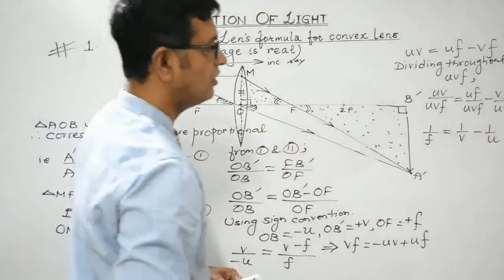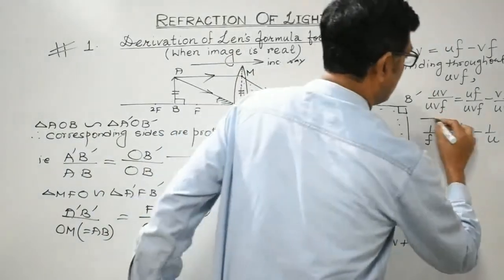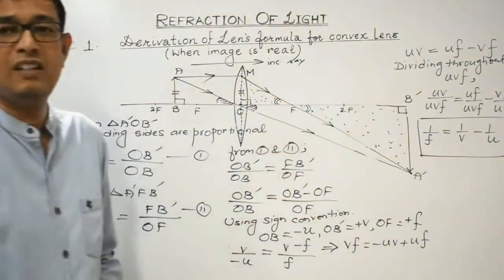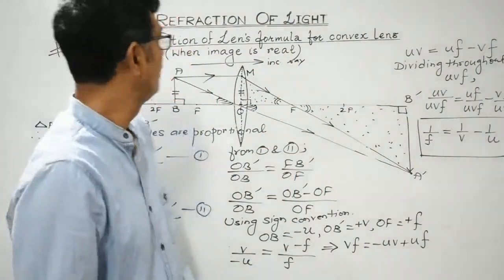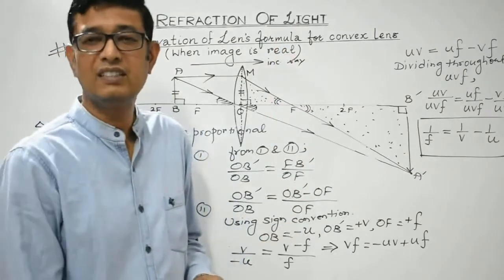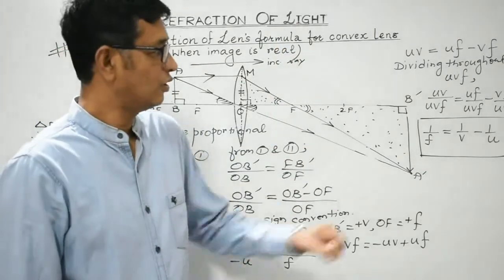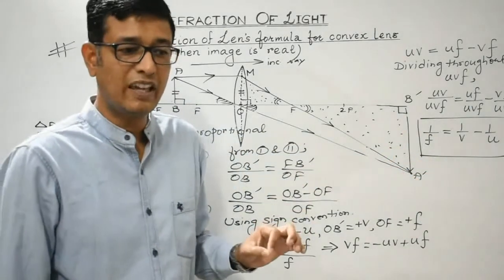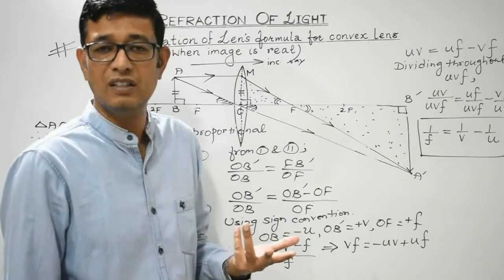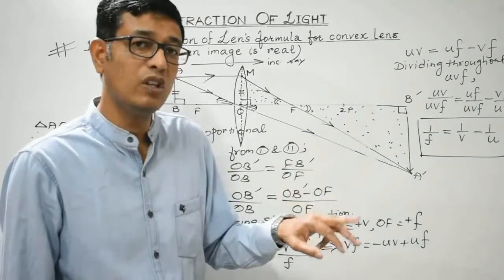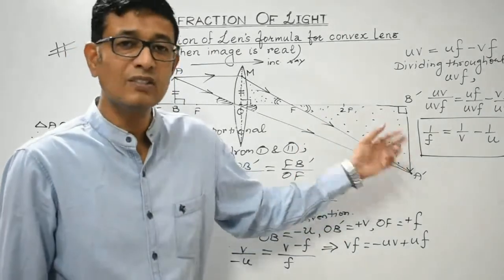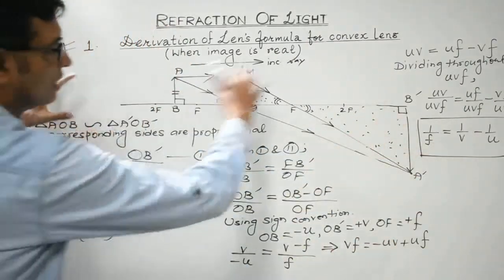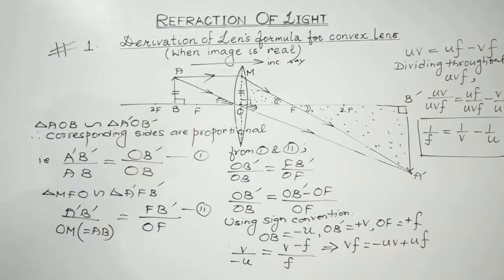So students, this is the relationship between object distance U, the image distance V, and the focal length F. And this relationship is known as the lens formula or the lens equation, right? So this is applicable in case of lens. Students, you must remember, in the case of mirrors, the mirror formula is 1 by V plus 1 by U equals to 1 by F. The lens formula is 1 by V minus 1 by U is equal to 1 by F.